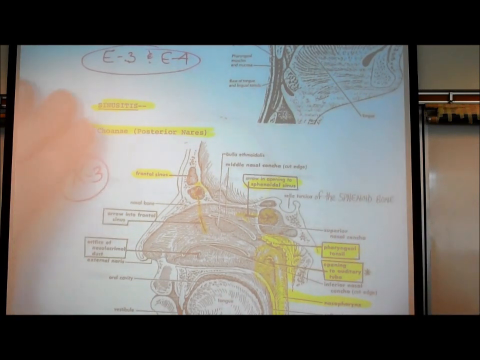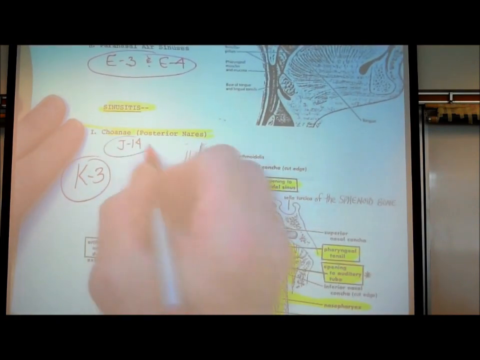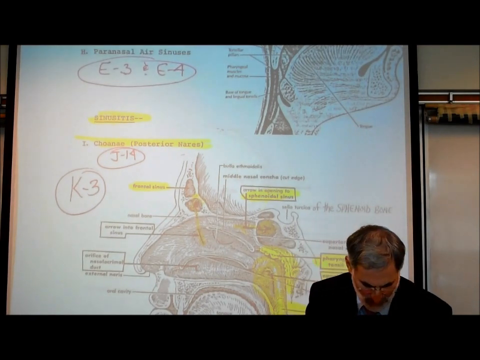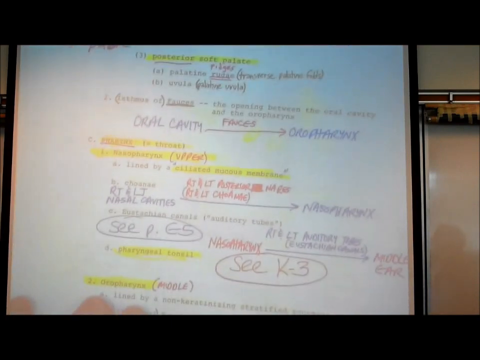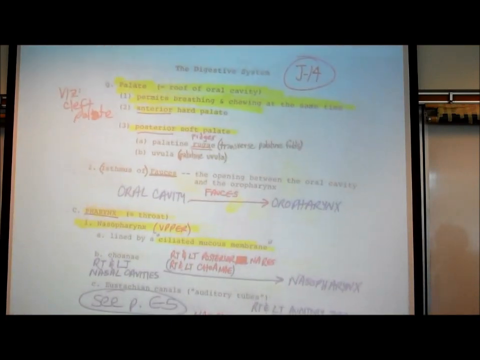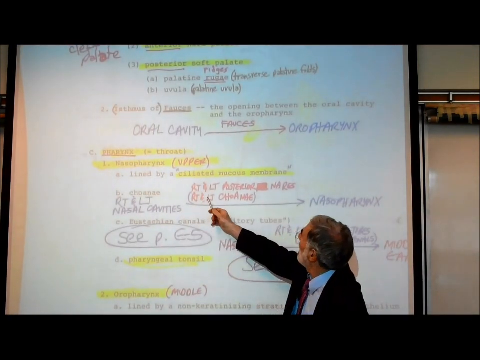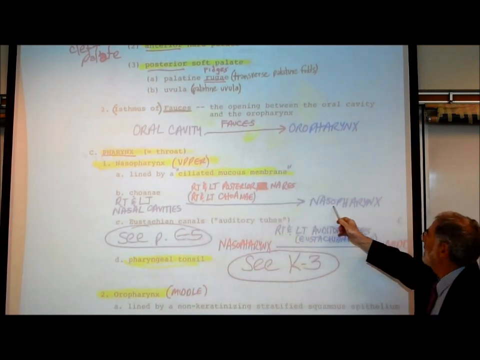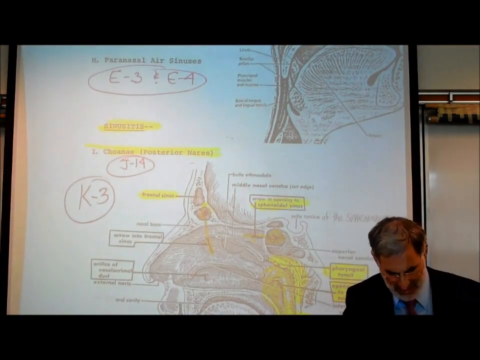We talked about this previously on I think it was J14. Yeah, it was J14. On this page, J14, we talked about right here the right and left posterior nares, or choanae, which allow the air to go from your nasal cavities into the nasal pharynx. So that was back on J14.